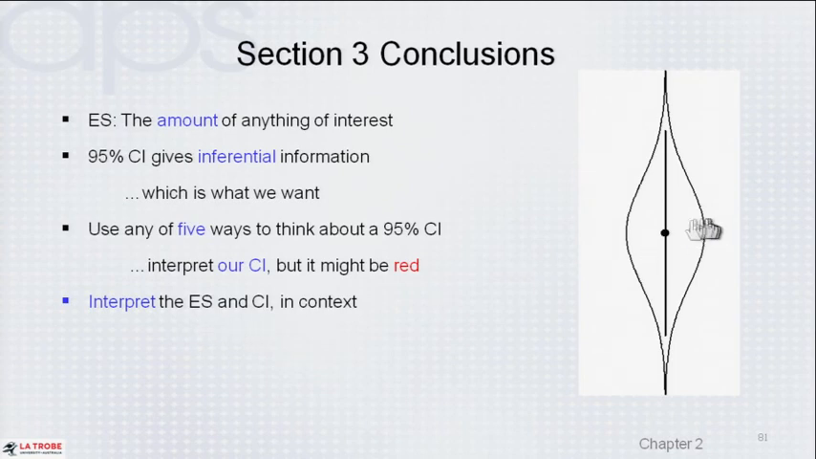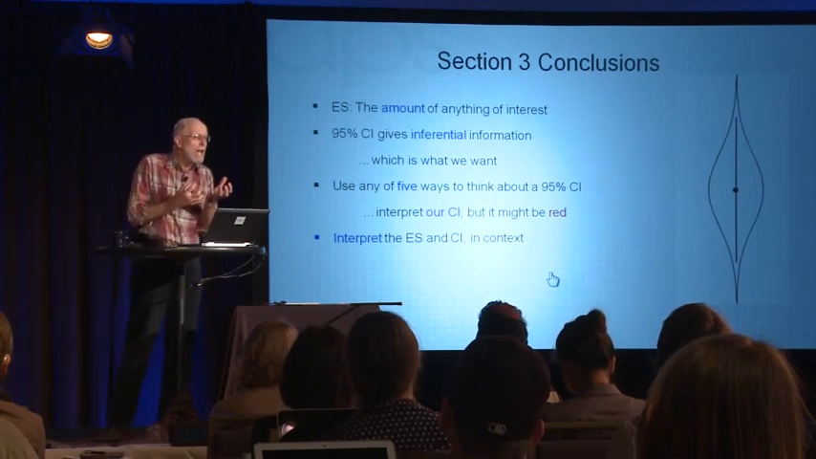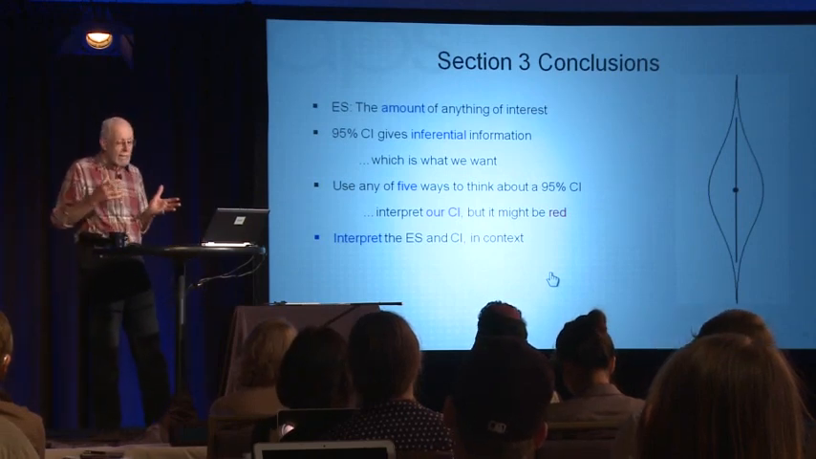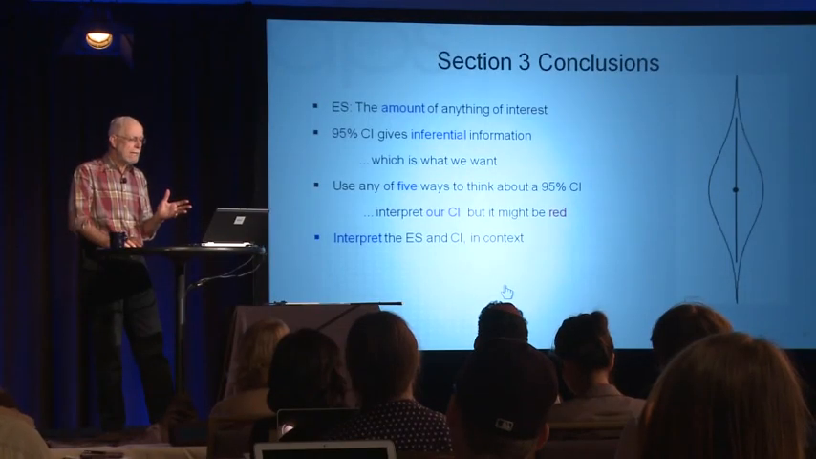And then when you've got the effect size and the confidence interval, interpret. And that means you need to be subjective. You need to take account of the research context and your research aims in explaining and giving your interpretation of what the center of the interval is, the extent of MOE, the limits, whatever's appropriate to give meaning to your finding of an effect size and an interval. So that's the take-home message from section 3.